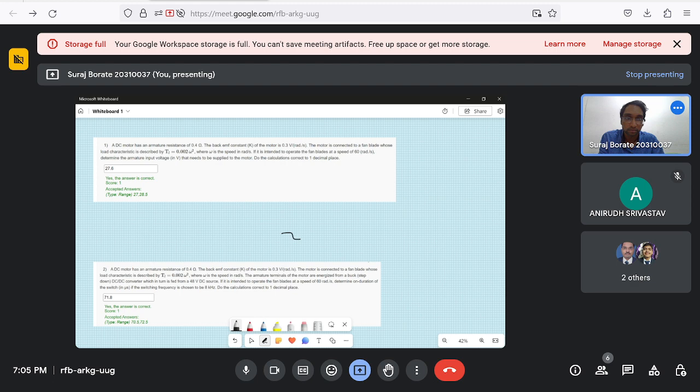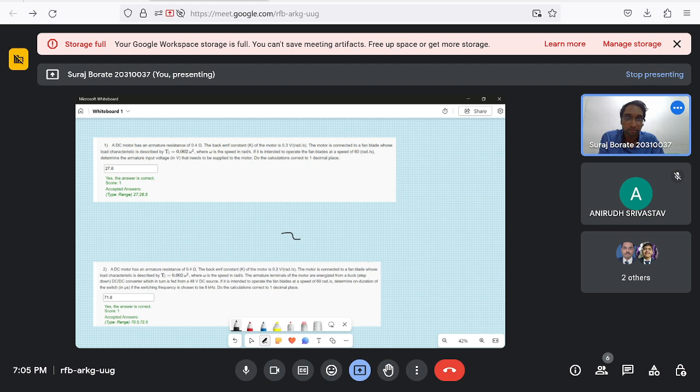right? Now if we consider only the cycle time, then we can say that the time for which the motor remains on is d into T. This d into T is the time the motor has remained on.